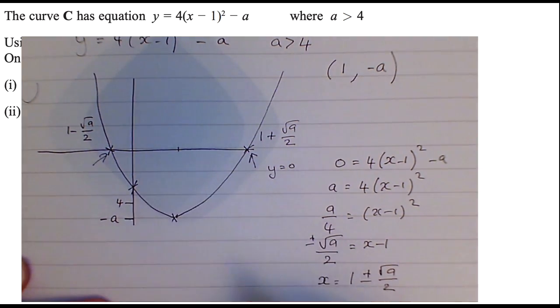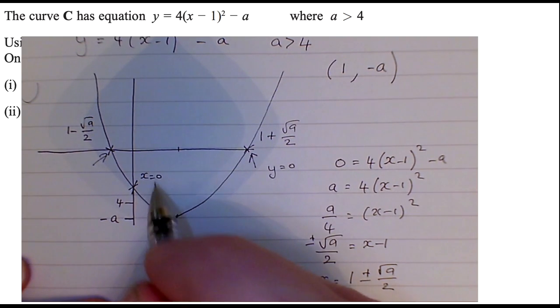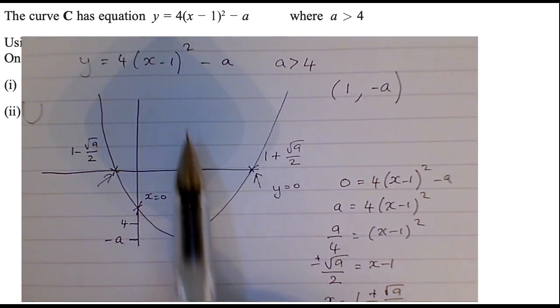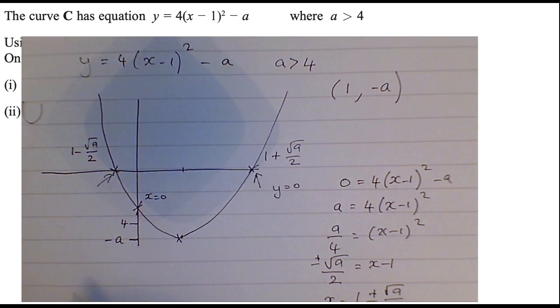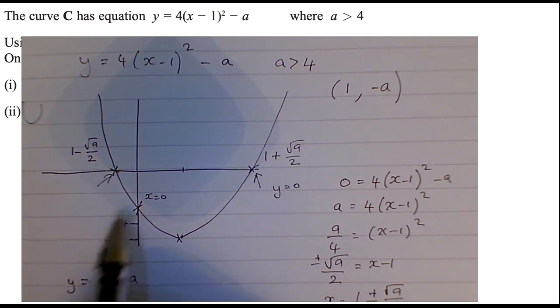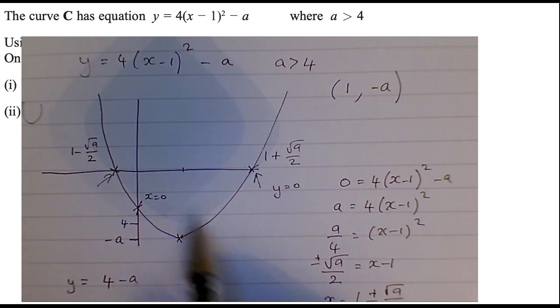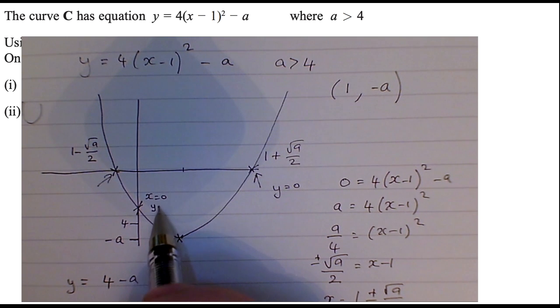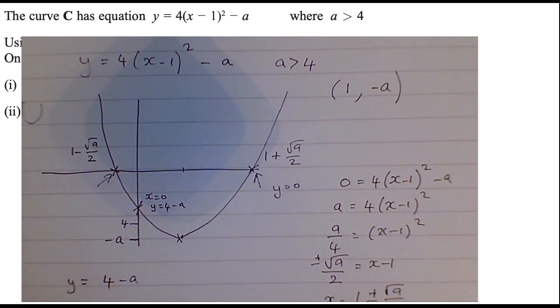Okay, so I need to think about this line crossing the y-axis now. That happens when x equals 0. So let's put x equals 0 into here and see what happens. So y will be equal to, now 0 take away 1 is minus 1, squared is plus 1, times 4 is 4, so it'll be 4 minus a. So this y coordinate would be 4 minus a.